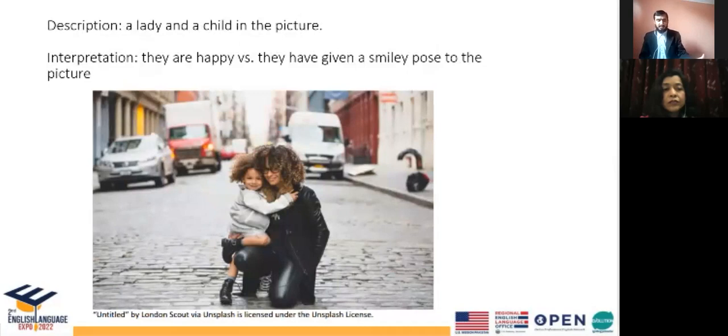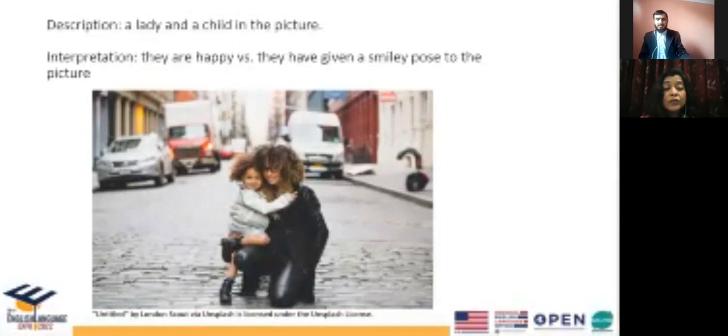Now, this is the description of the picture, that in this picture we can see a lady with a baby and there are some vehicles behind her. So this description will remain the same. However, their interpretation can vary. For instance, I can say something about this picture. I can say that this is a mother and a child.